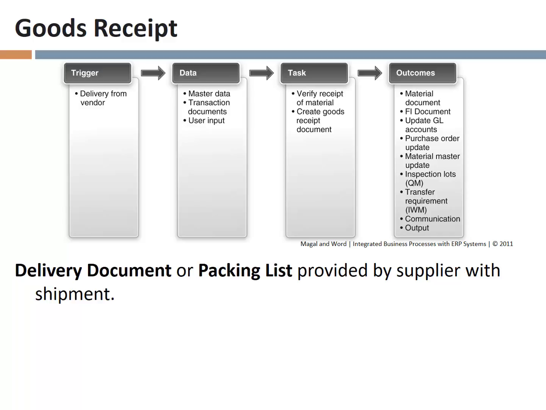You could have multiple purchase orders that could be put onto one delivery, or you could have portions of multiple purchase orders that are all part of the same delivery. So this can get fairly complicated from an information handling perspective.